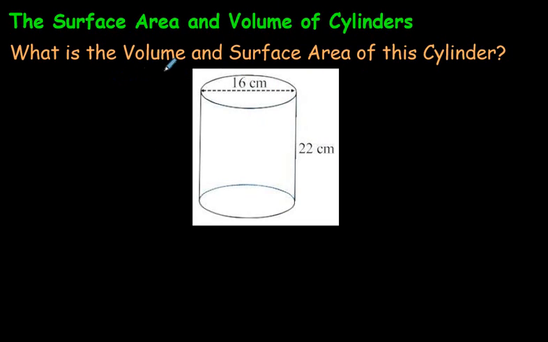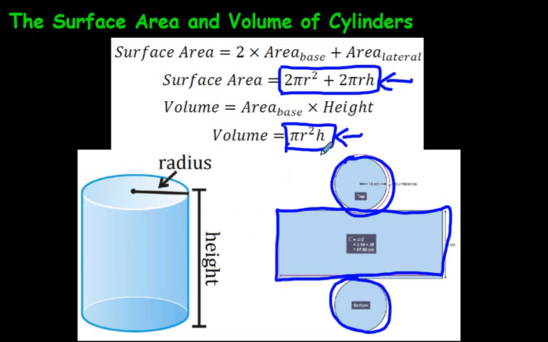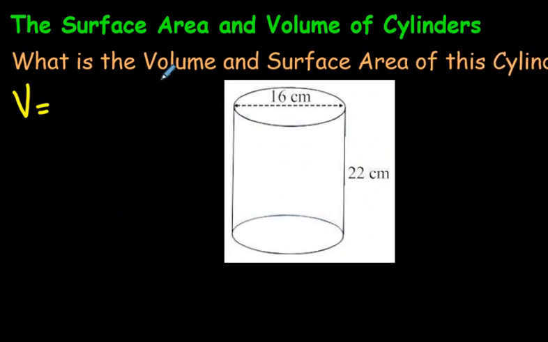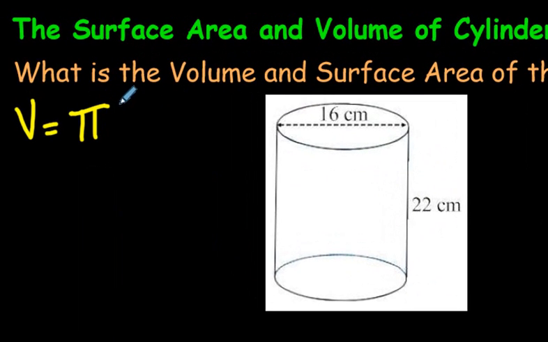What is the volume and surface area of this cylinder? Let's start with volume since it's a shorter formula. Let's look back here. What's the volume formula? There it is. It's pi r squared h. Okay, we don't know the volume of this thing, but what we do know is the radius and the height.